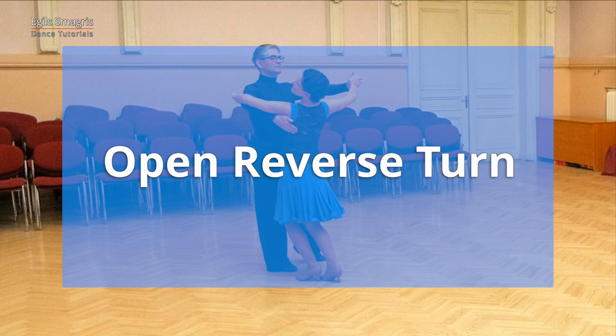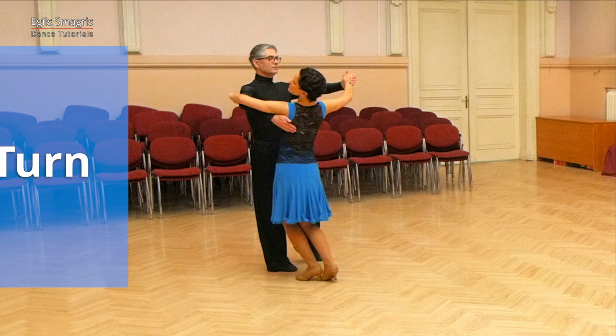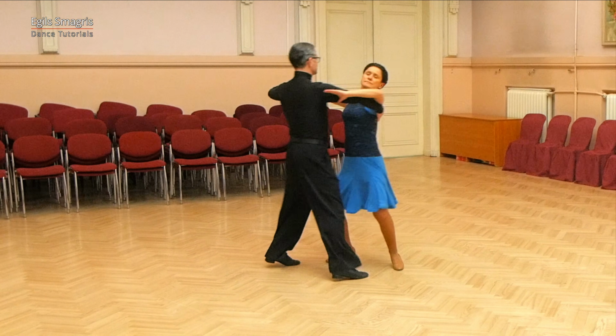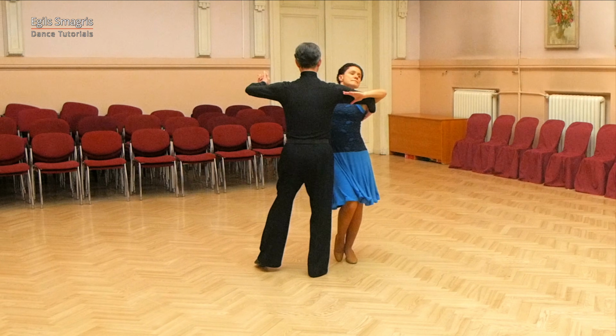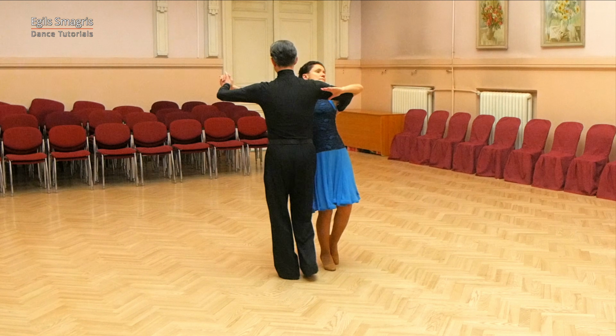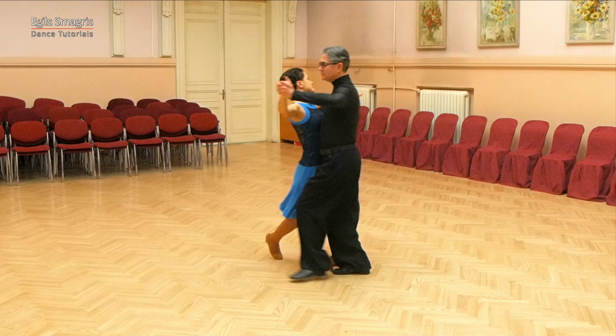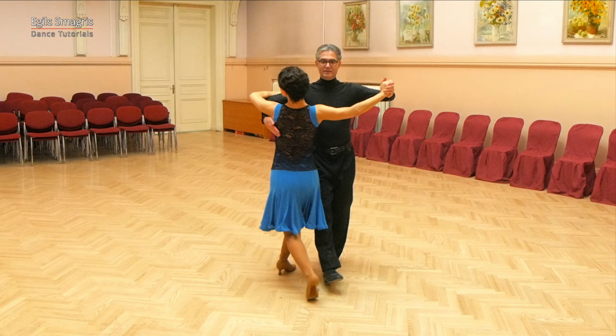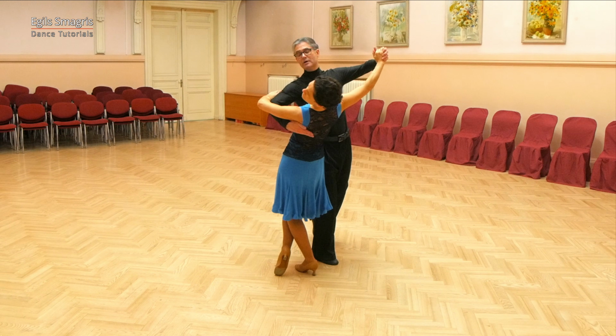And now we will look at open reverse turn with slightly different stylized ending. Man starts with left foot, forward to side, then back in CBMP, leading lady outside, then step back to side and forward outside partner.